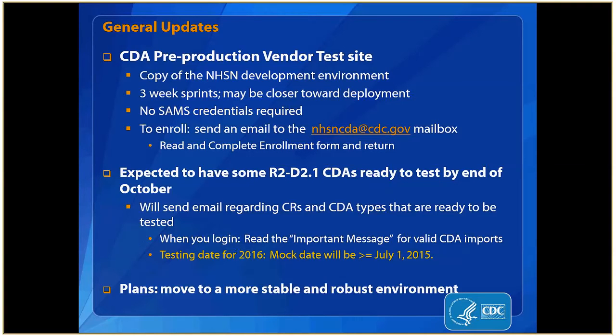I'm hoping to have some of the CDAs ready to test by mid to late October. We'll send out an email regarding which CDA types are valid and ready to be tested. That information will also be on the important message screen that pops up when you first log in. Very important, for the testing date for 2016, a mock date greater than or equal to July 1st, 2015 will equal the 2016 rules. I think we did that the same way last year, so if you have any questions, just send us an email.